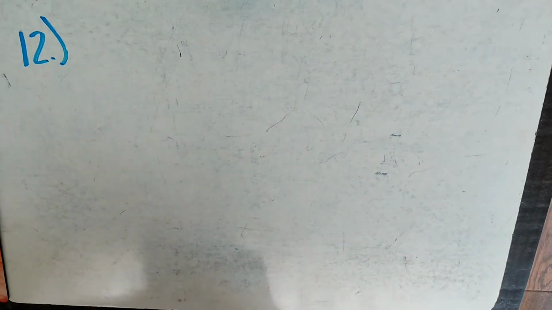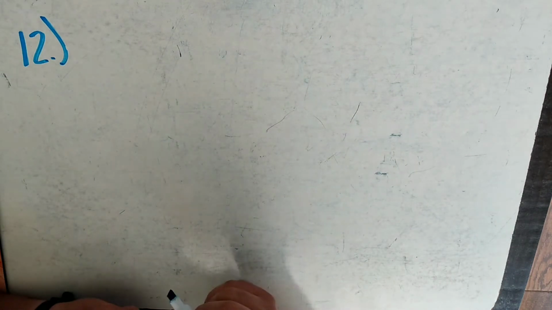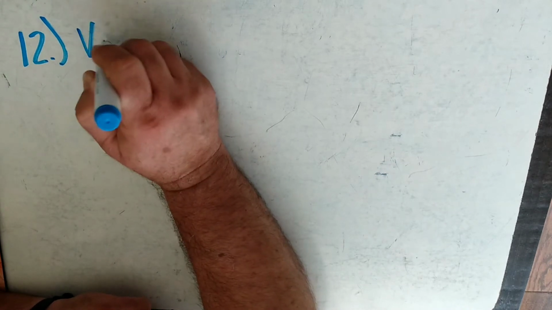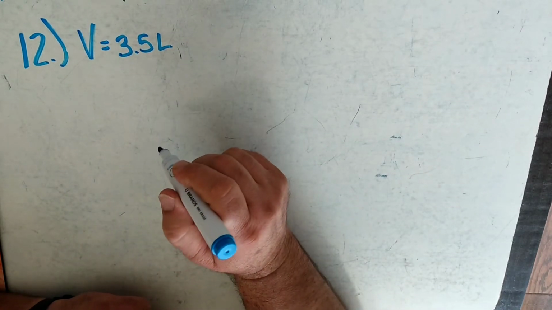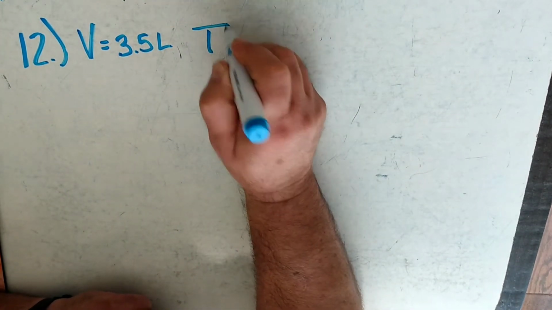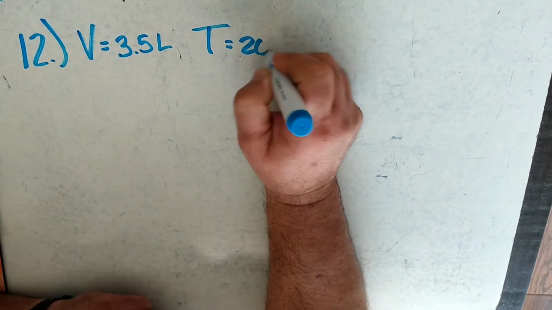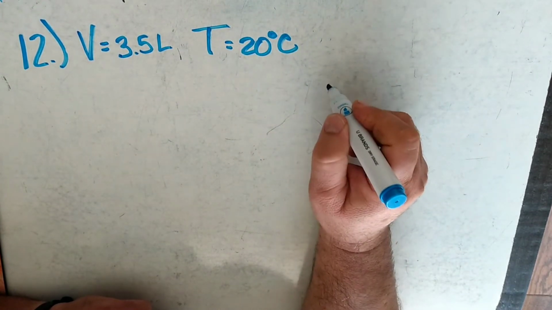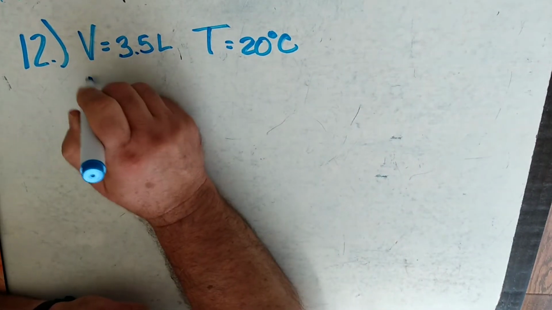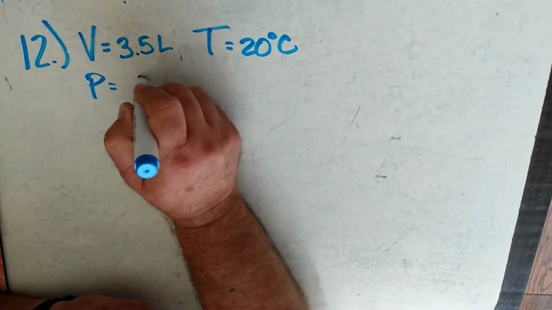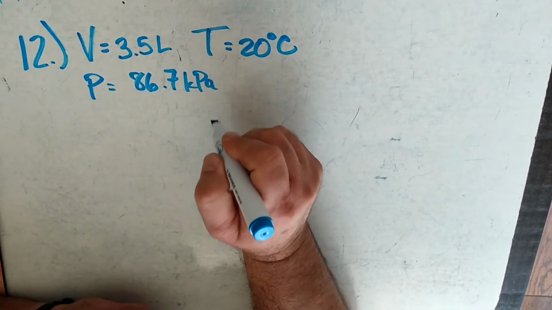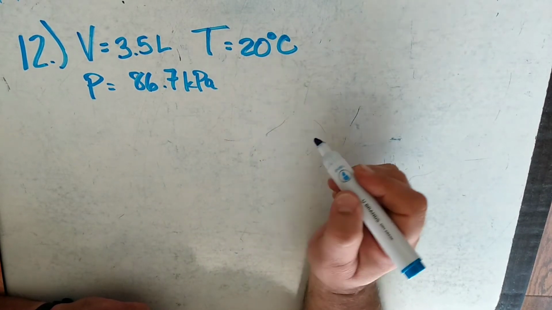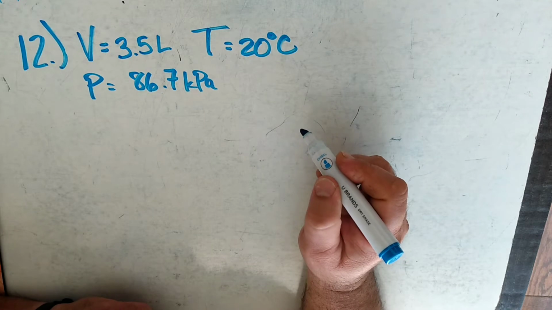Problem number 12 starts off a 3.5 liter gas sample. All right, so we've got our volume equals 3.5 liters at 20 degrees Celsius. So here we have our temperature, and a pressure of 86.7 kilopascals, and expands to a volume of 8 liters.